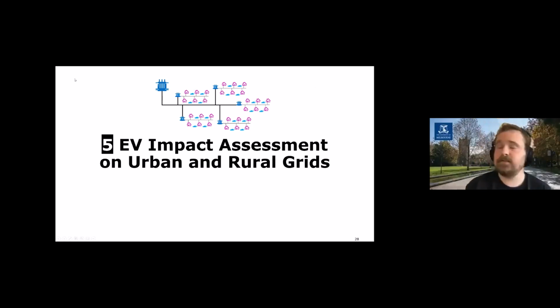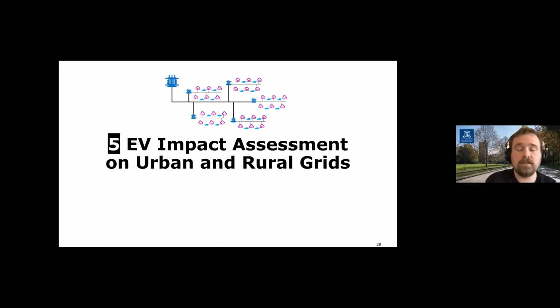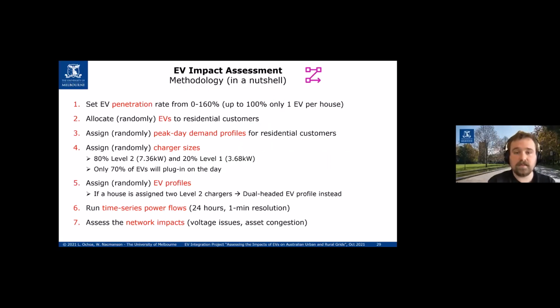So yes, we're moving into the EV impact side now. We're focusing on urban and rural feeders, and as we've seen earlier, we've got 2 feeders from each region, so 6 feeders total. And we're really looking at, okay, what's the impact from unmanaged EVs on these networks, and importantly, what's the hosting capacity of these networks if we do nothing? And we've done our best to represent what is going on in reality. So let's get into it. If we can move on to the next slide, please.